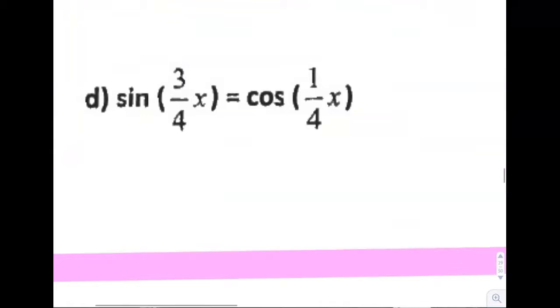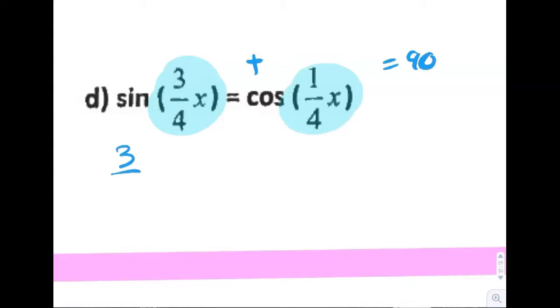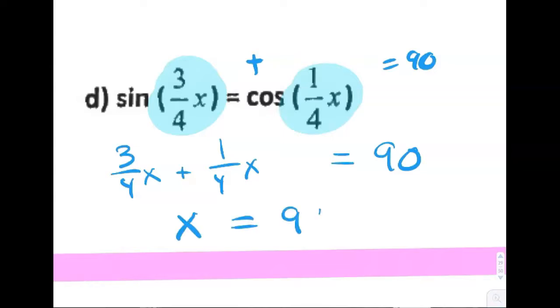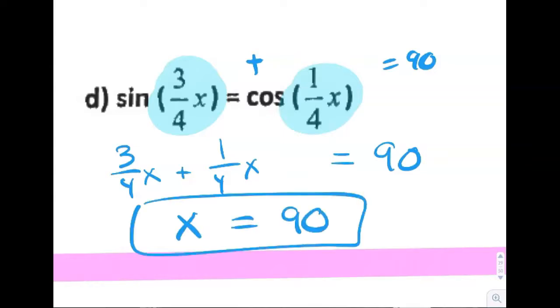Question D. Remember, it's whatever's with sine plus whatever's with cosine, and that equals 90. So if I have 3/4 of an x, and I add 1/4 of an x, and that's supposed to equal 90, if I have 3/4 and you have 1/4, together we have 1 whole. So it's 1x equals 90. Not as ugly as it looked.